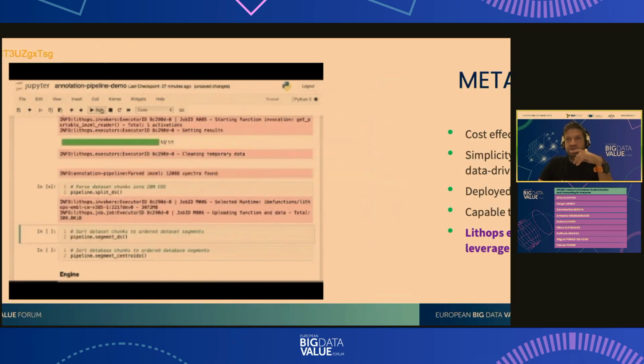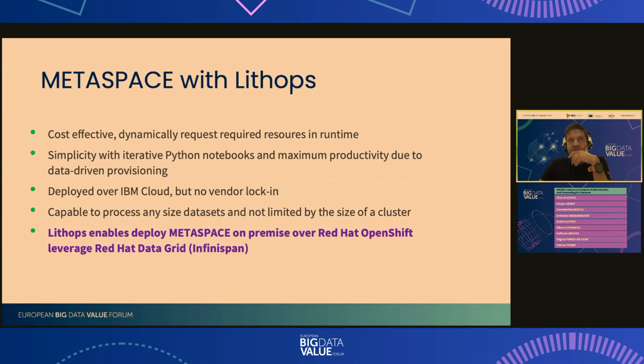Now let's go back to the presentation, and to summarize: it's very cost effective, and this all happens dynamically at runtime, and you get exactly the resources you need. You also have the simplicity of using Python notebooks interactively, and you may also change your application to use it. You saw both, I think. It's deployed over IBM Cloud, but there is completely no vendor lock-in because LithOps supports multiple backends, so you can just take it and deploy it into another environment. And you can process any data sets now because you're not limited to a cluster anymore.